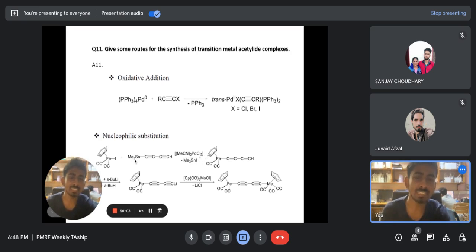You see this tin has a high affinity towards this halogen, that is the iodine. So it will abstract the iodine and it will be eliminated as Me3SnI. Now what will be happening towards this center? This iron center will be bonded to the carbon center, and it is an iron acetylide complex where two acetylide moieties are present.